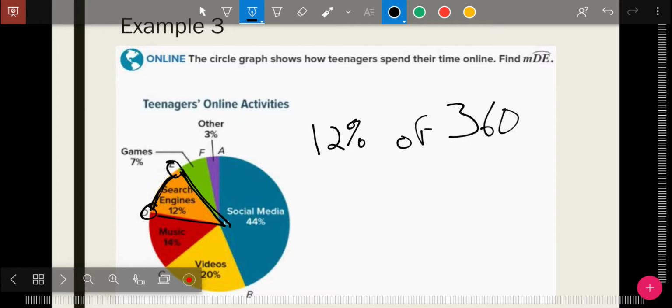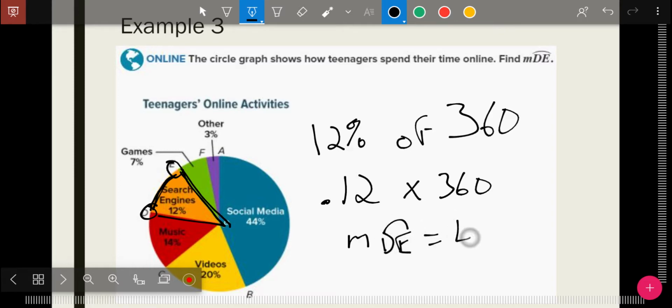So 12% of 360. I have to change 12 to a decimal. Of becomes multiply by 360. And I get my answer: the measure of arc DE is 43.2 degrees.